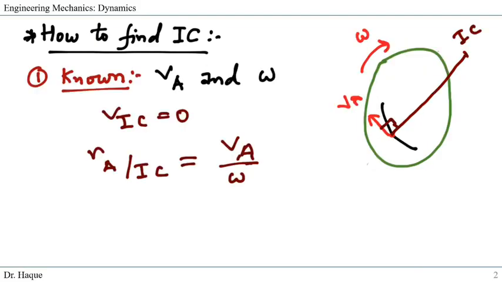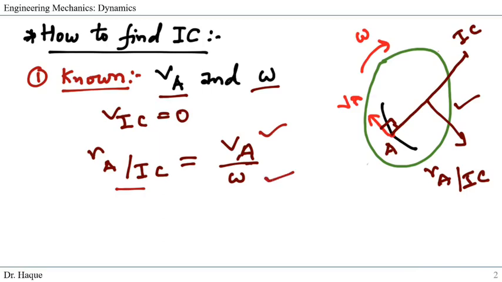So the first scenario is that for any point A on this rigid body, we know the velocity of point A, and we also know the angular velocity of the body, which is omega. To find the point IC, we have to draw a perpendicular to the direction of VA, and the location of IC would be RA over IC, and we can find the RA over IC by taking VA over omega.